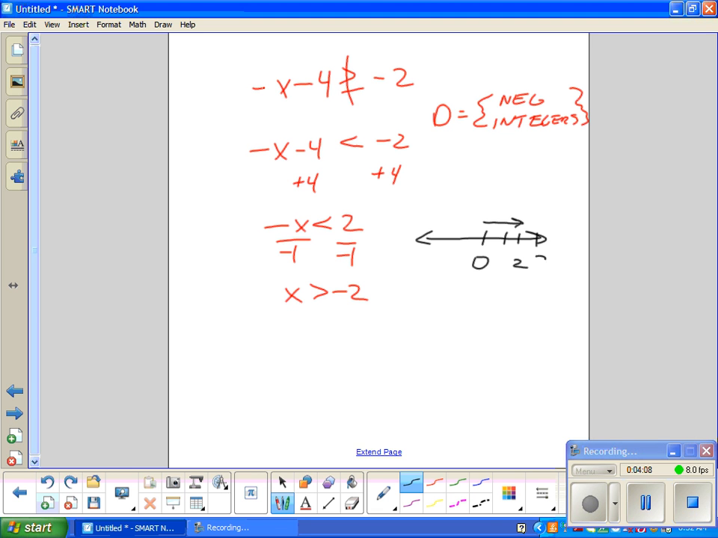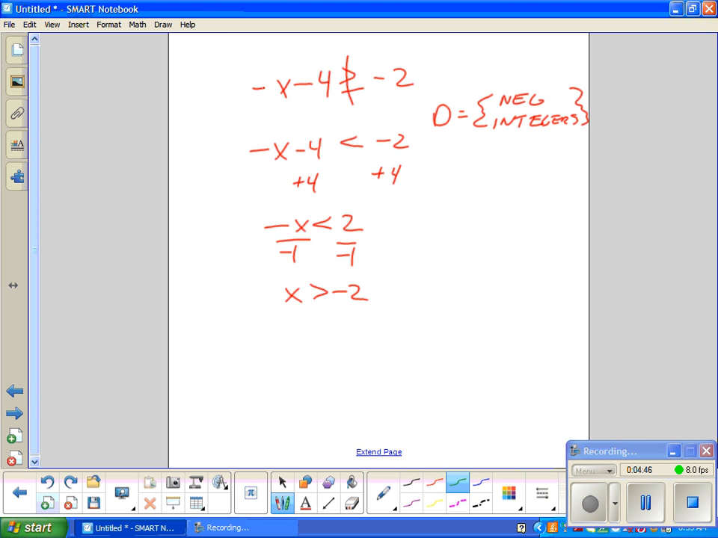So the reason you have to switch the inequality: does everybody agree that 3 is greater than 2? Because 3 is further to the right than 2? But remember, when you multiply by a negative, it simply reflects the values. And thus, negative 3 is further away from 0 than negative 2. But what's greater, negative 2 or negative 3? Negative 2 is greater because it's further to the right. When you multiply or divide an inequality by a negative number, it switches sides. All right.